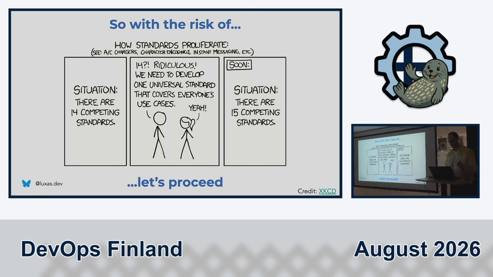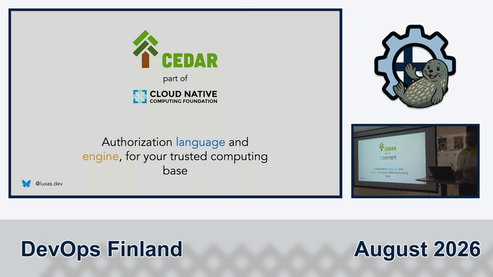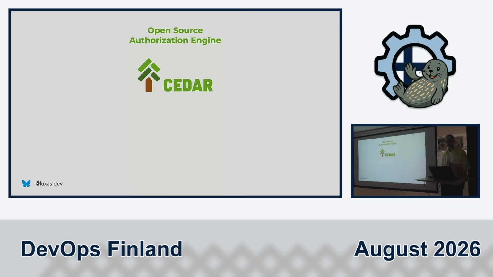with the risk of this XKCD, that's basically what Cedar is. Cedar is another Cloud Native Computing Foundation project, which provides both a declarative language and an engine for use in your trusted computing base. It's open source; you can go to GitHub and get it. It supports role-based access control, attribute-based access control, and relation-based access control.